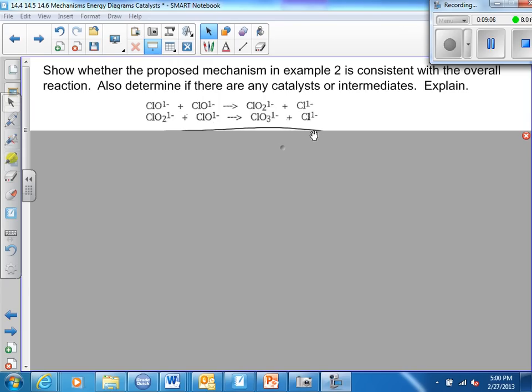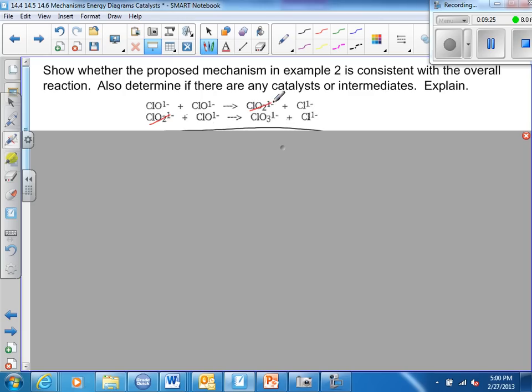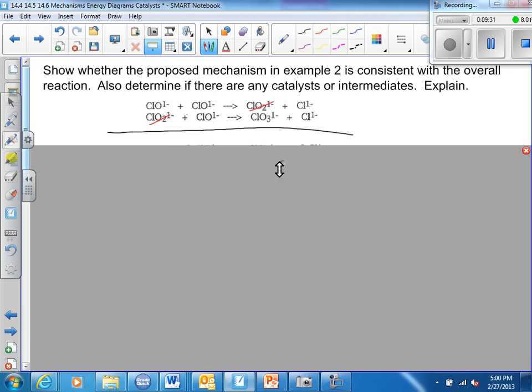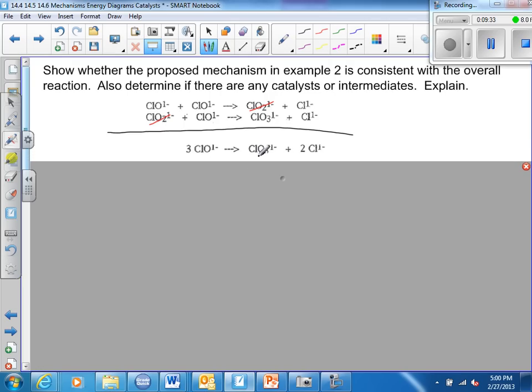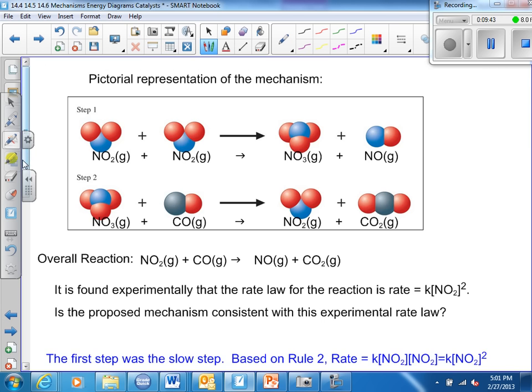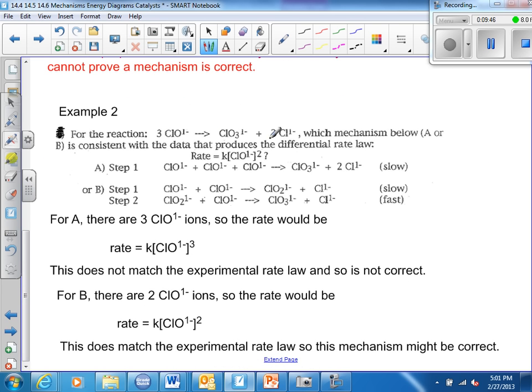Okay, now we want to know, is the proposed mechanism consistent with the overall reaction, and determine if there are any catalysts or intermediates. So to be consistent with the overall reaction, the steps in the mechanism must add up to the overall reaction. So let's see, can we cancel anything out? The ClO2 cancels. Again, you can pause and do this on your own if you would like. That's all that cancels. So we end up with 3 ClO1 minuses, making a ClO3 1 minus and 2 Cl1 minus. And that was the original reaction that we were given right here.